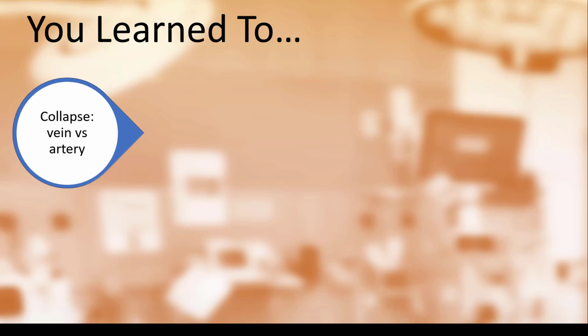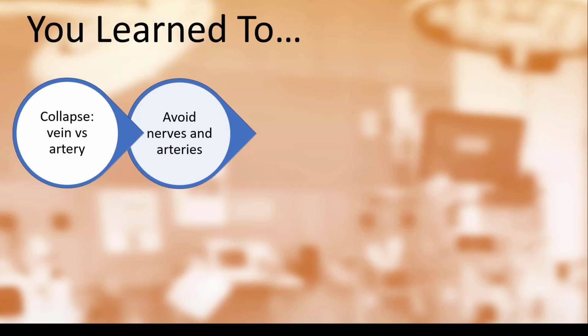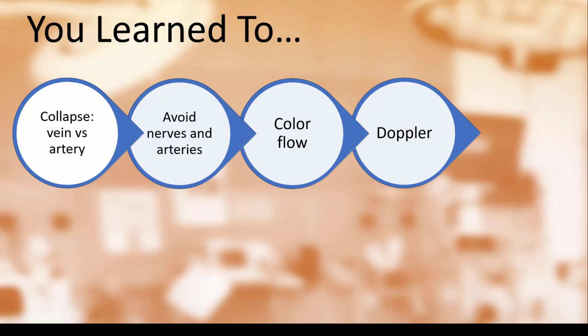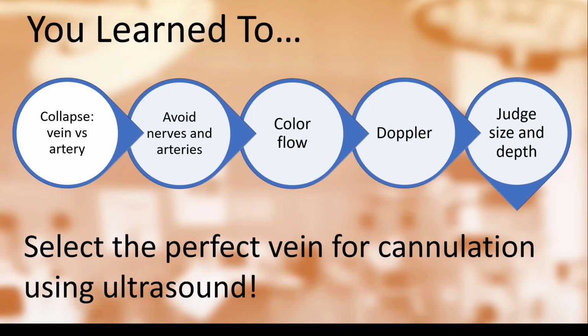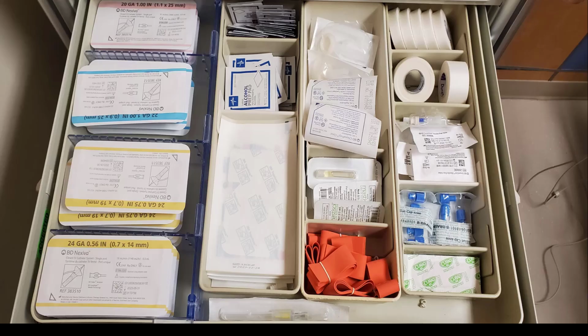This is a lot to consider, so let's review what you've learned so far. You now know how to distinguish veins from arteries through compression, to avoid non-vascular structures such as nerves, to use color flow and color Doppler to highlight vascular structures, and to distinguish arteries from veins, and to consider size and depth of veins. Putting these skills together will help you select an ideal vein for cannulation using ultrasound guidance. Now that you've selected the perfect vein, we have to move on and select the right catheter for that vein.